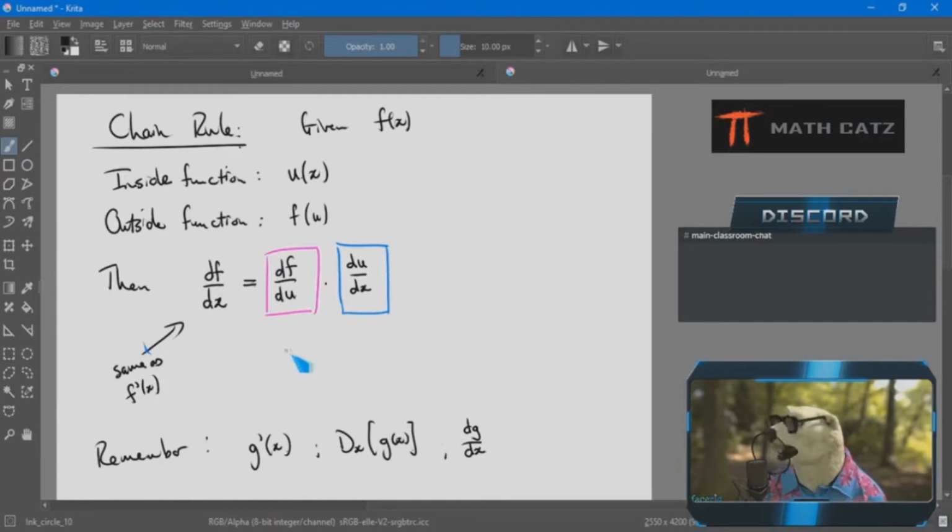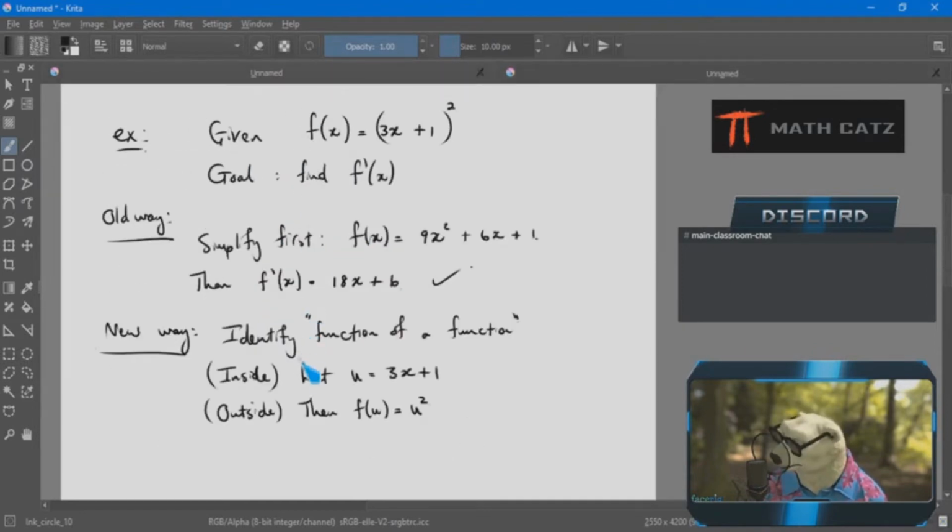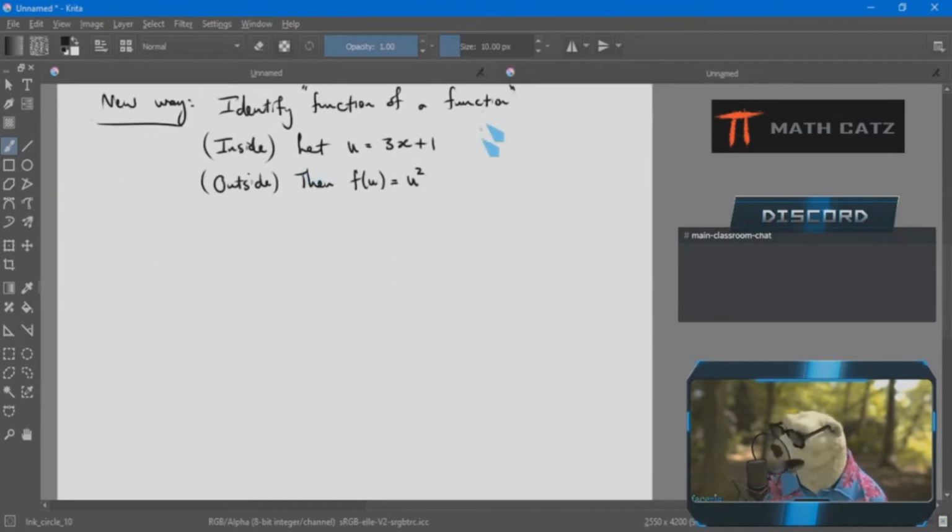So let's just see how this works with a specific example. And the more examples we do, the better it's going to get. Okay. So I'm looking for the derivative of my function called f. The original variable is called x. The chain rule says take the derivative of the function with respect to the inside function variable times the derivative of the inside function.